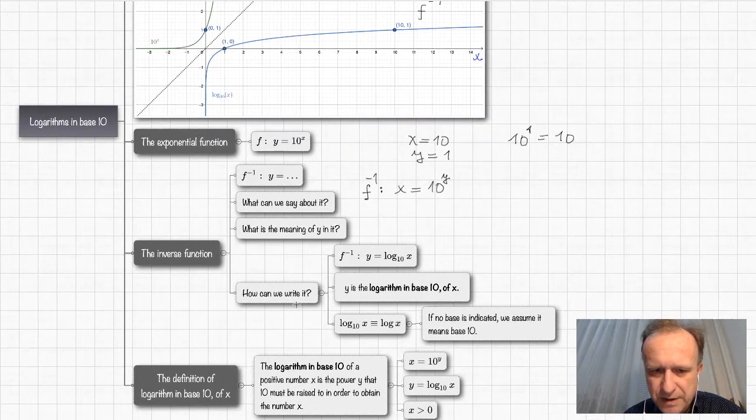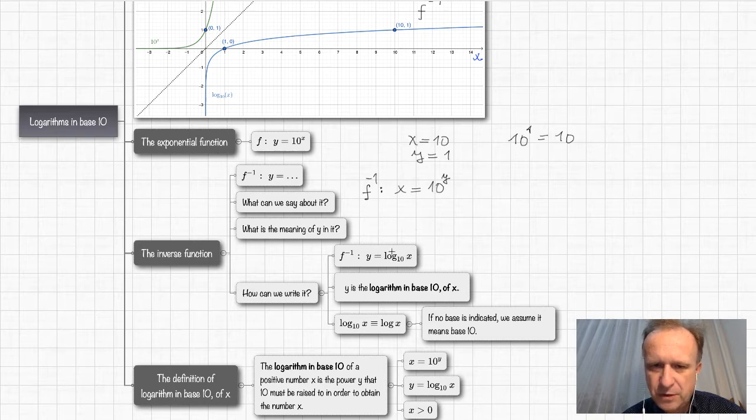So how can we write it? The inverse function to the exponential 10 to the power of x is just denoted like that. y equals logarithm in base 10 of x, and we read it exactly as you heard. y is the logarithm in base 10 of x.